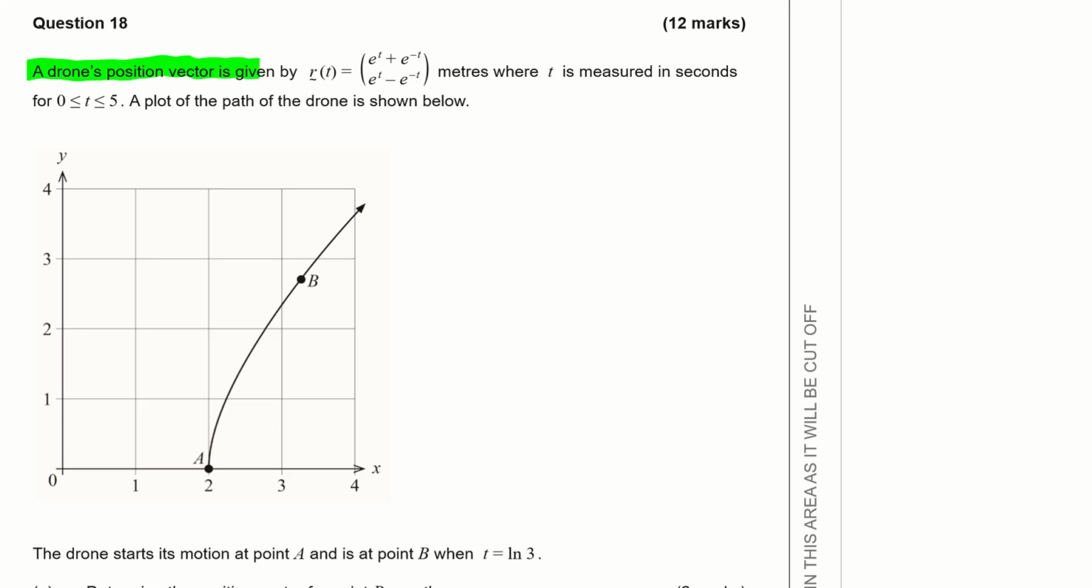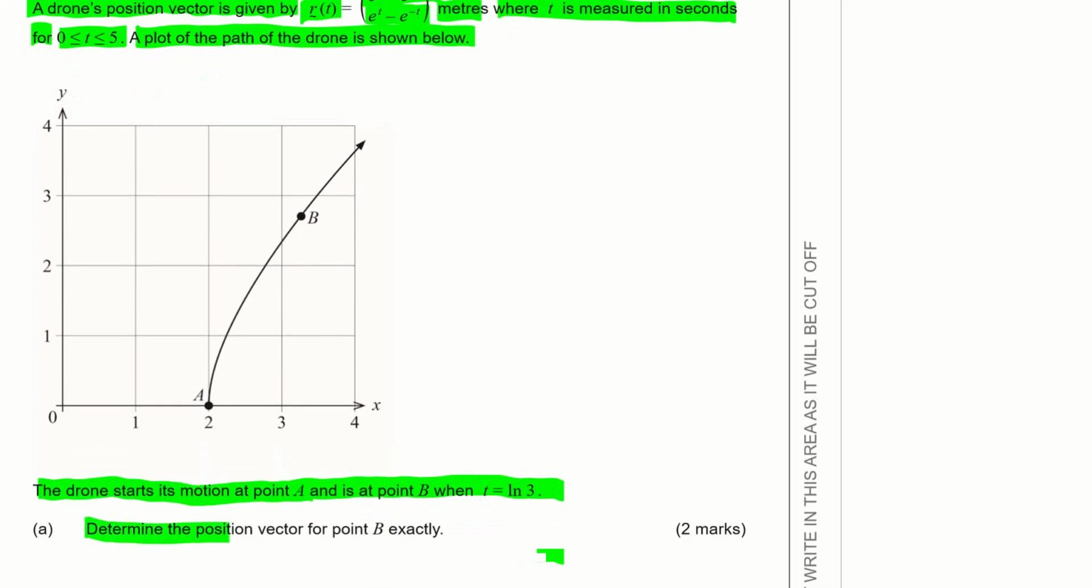A drone's position vector is given by r of t equals e to the t plus e to the negative t, e to the t take away e to the negative t meters, where t is measured in seconds for t between 0 and 5. A plot of the path of the drone is shown below. The drone starts its motion at point A and is at point B when t is ln 3. Determine the position vector for point B exactly.